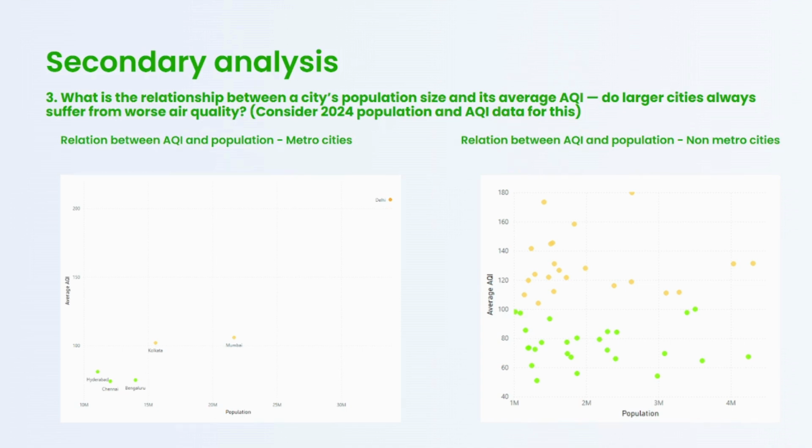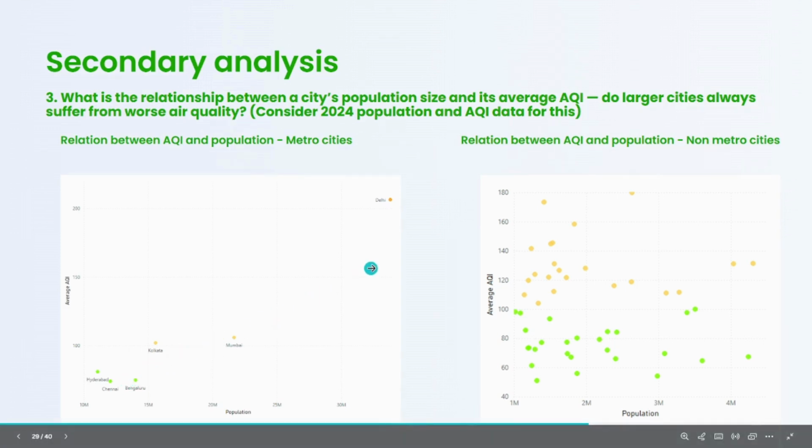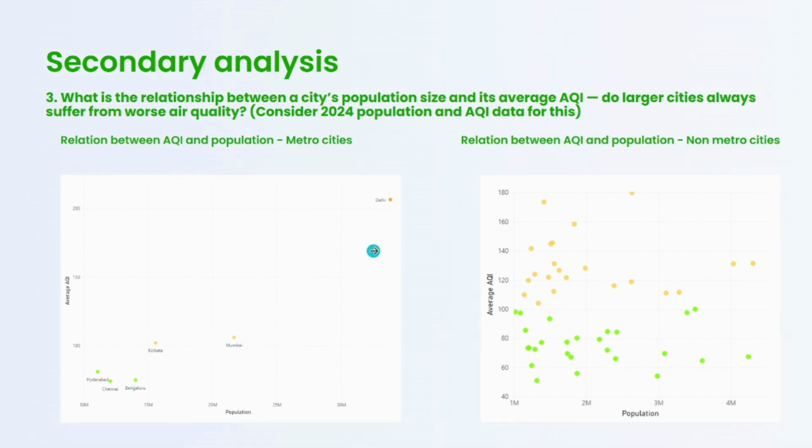So the relationship between a city's population size and its average AQI. If we take metro cities, we can see almost a linear relationship between increase in population and the average AQI. But if we take non-metro cities, there seems to be no significant relation between population and average AQI.